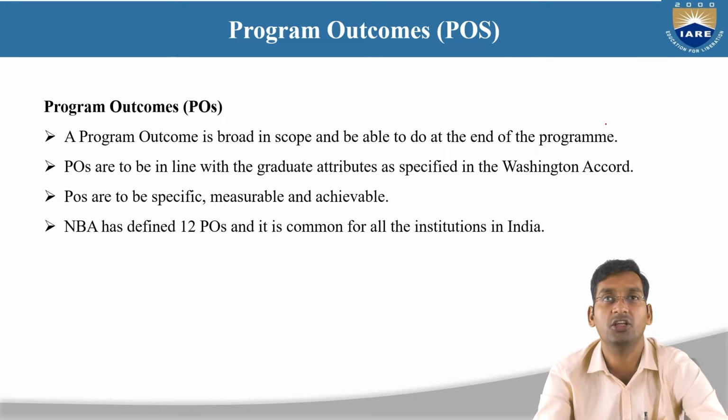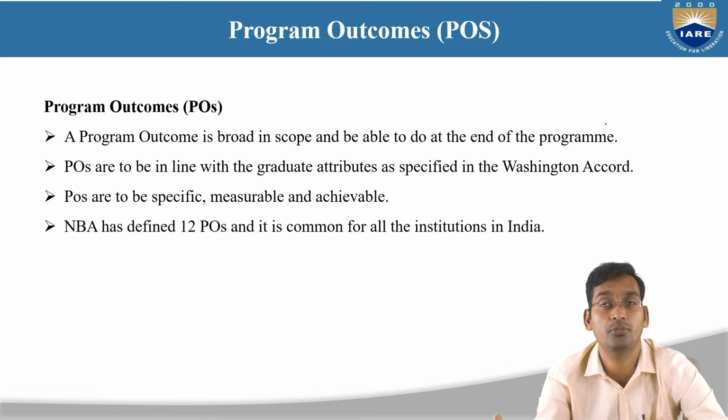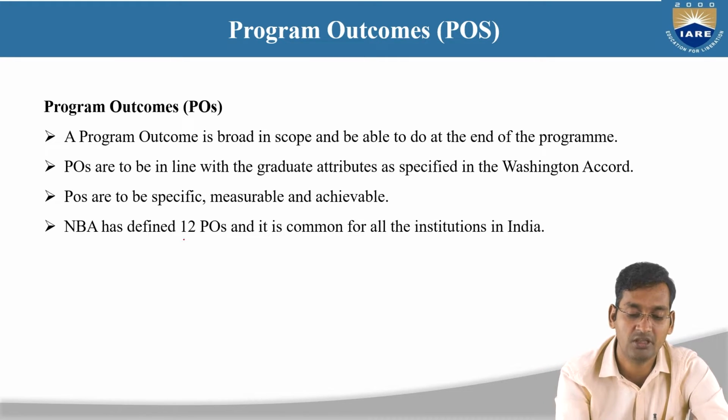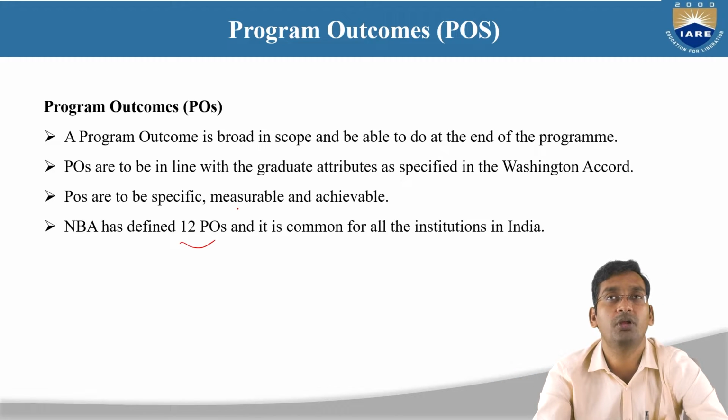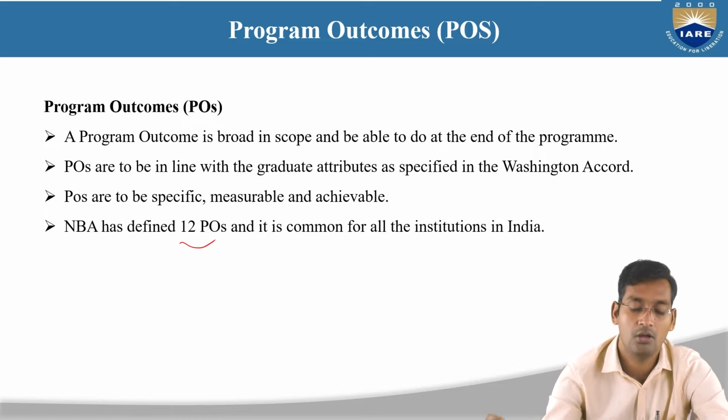So POs depend on the field. Suppose it is aeronautical engineering, then it should be related to aeronautical only, not something else. It should be measurable, so that we can find out, and achievable, meaning it should be possible. Once we define it, our students can achieve it. We have defined 12 POs and they are common for all the institutions in India. According to these 12 POs defined by the NBA, we have to prepare the course outcomes and program specific outcomes.